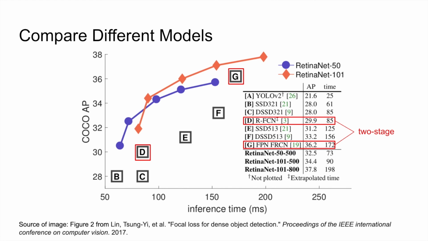This is a comparison graph made by the researchers. The x-axis is inference speed. The y-axis is average precision, AP. All models were tested with the same COCO dataset. As you can see from the graph, these two lines are RetinaNet with different depths and pixel scales. Those boxes are other models. Except for D and G, which are two-stage detectors, others are all one-stage detectors. We can see that RetinaNet surpasses all these state-of-the-art detectors' accuracy with similar speed. RetinaNet is efficient and accurate.